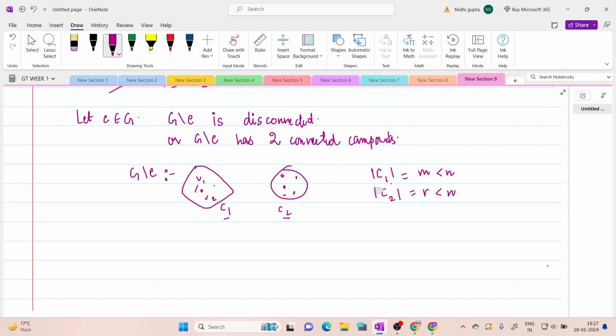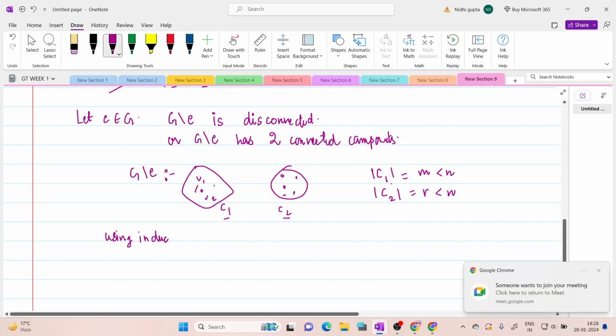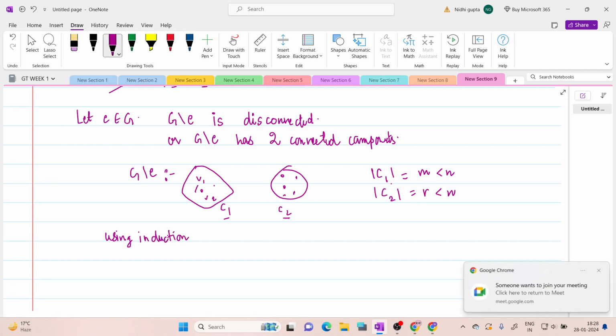Now can we use induction on C1 and C2? C1 is a connected graph of M vertices. So what can we say about the edges of C1? If we have M vertices, then there would be M minus 1 edges, and for the second component R minus 1. Yes, so basically using the induction hypothesis. But here we are using complete induction, the strong principle.